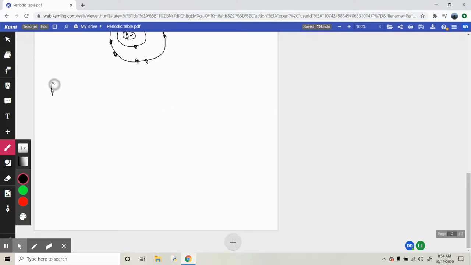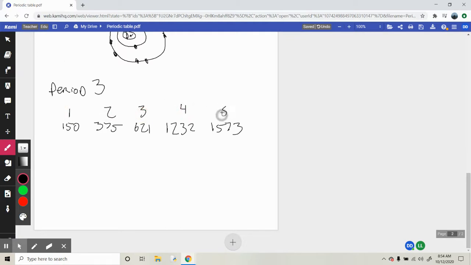Let's say it's in period 3, and the ionization energies are, let's go 150, 375, 621, 1232, 1573. So these are our ionization energies. We have ionization energy 1, 2, 3, 4, and 5.